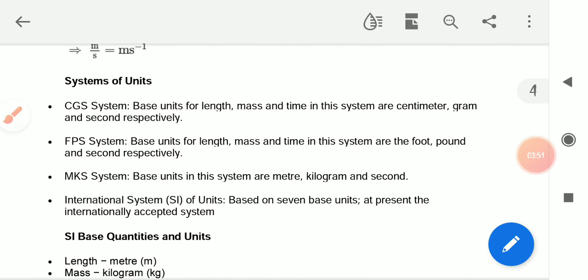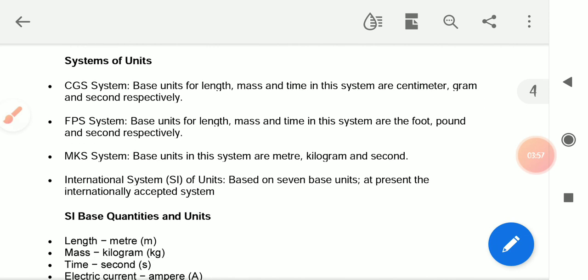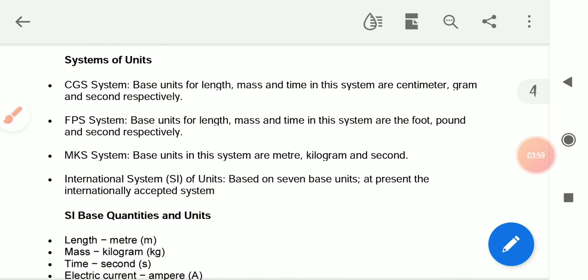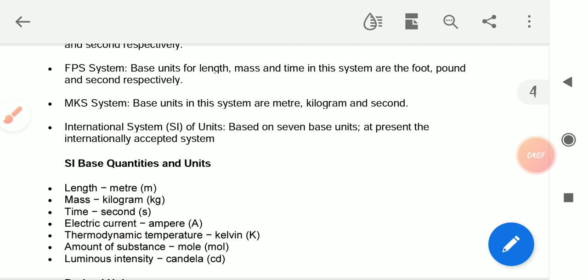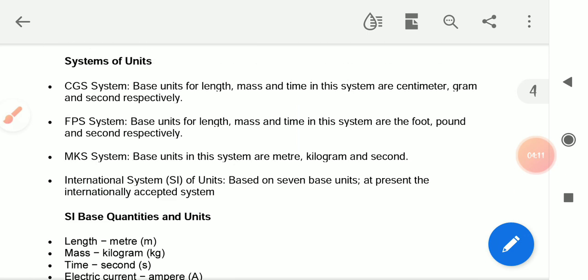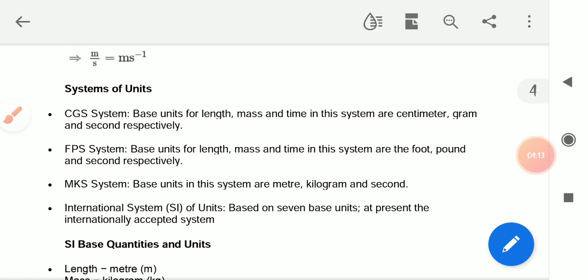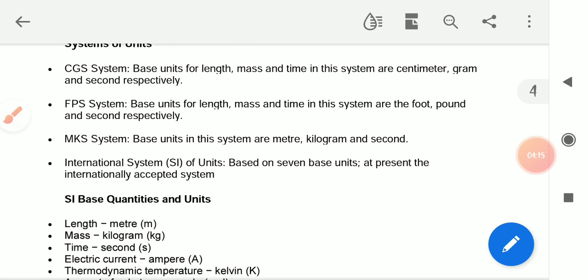In MKS, we studied that the meter is the unit of length, the kilogram is the unit of mass and the second is the unit of time. When the MKS system is extended to electricity, with current as a fundamental quantity, the ampere is taken as its unit. These are some systems of units. You should remember CGS, FPS and MKS.